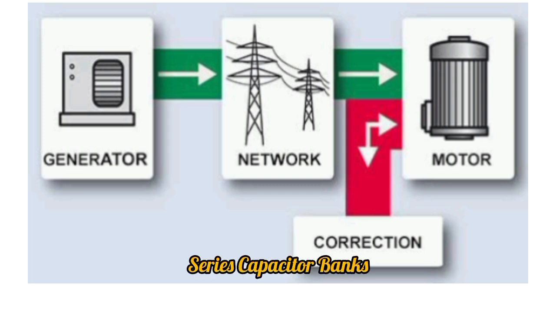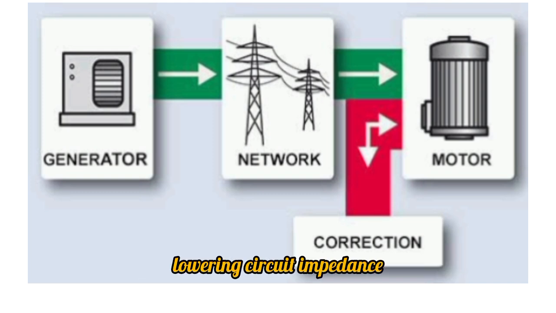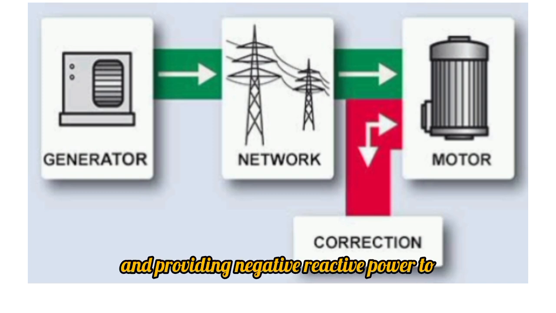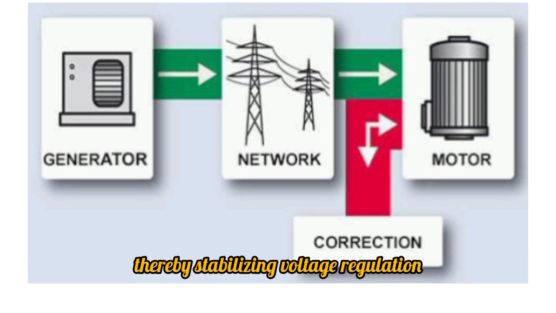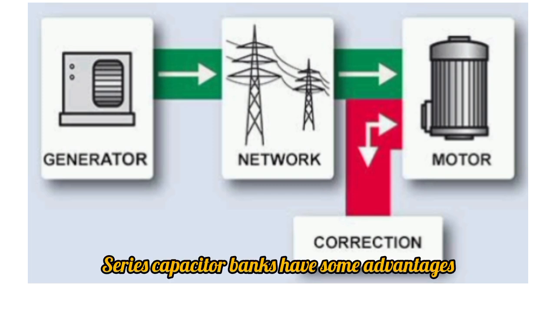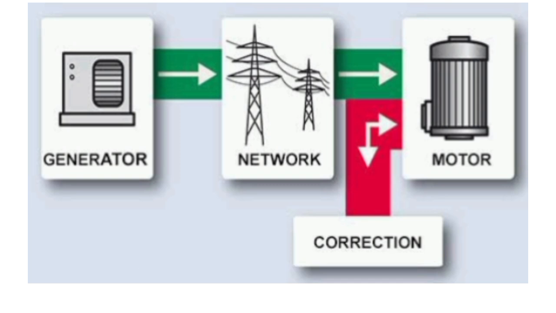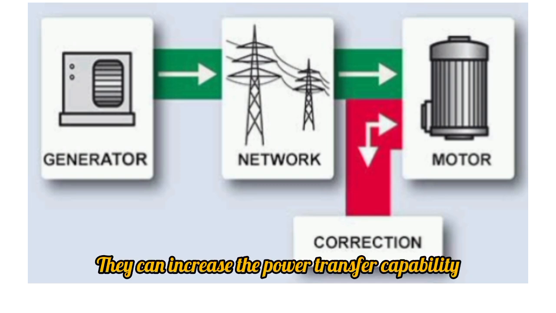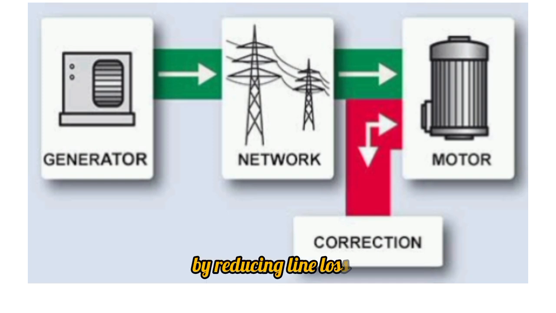Series capacitor banks. Series capacitor banks are placed in series with loads, lowering circuit impedance and providing negative reactive power to balance positive reactive power from capacitive components, thereby stabilizing voltage regulation. Series capacitor banks have some advantages over shunt capacitor banks, such as they can increase the power transfer capability and efficiency of long transmission lines by reducing line losses and voltage drop.